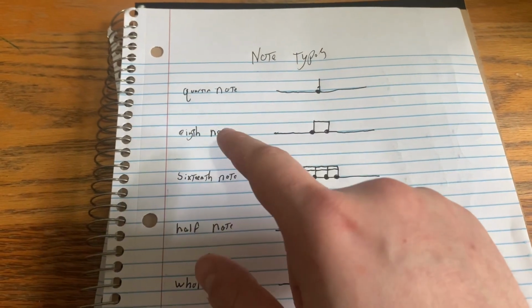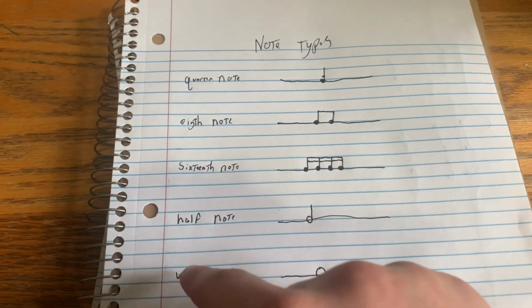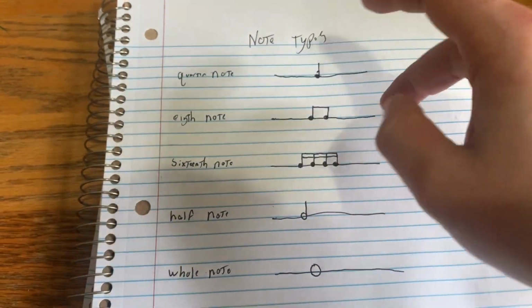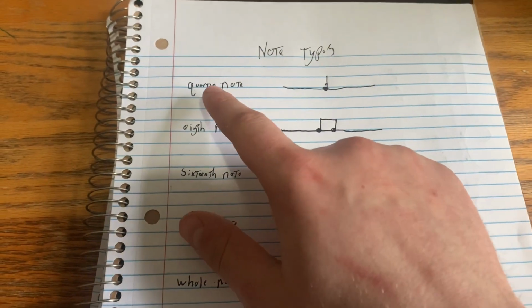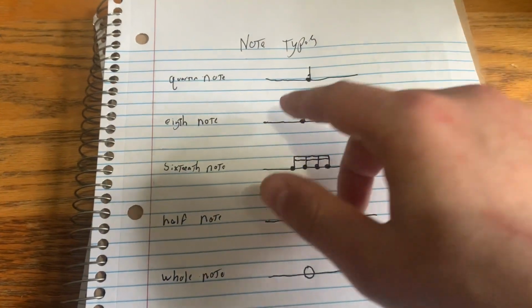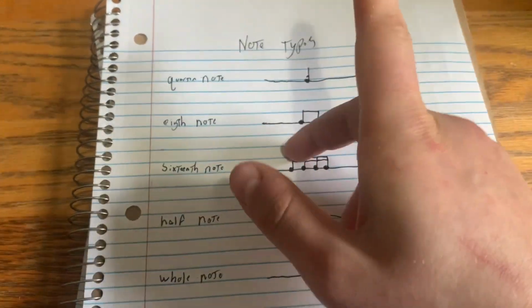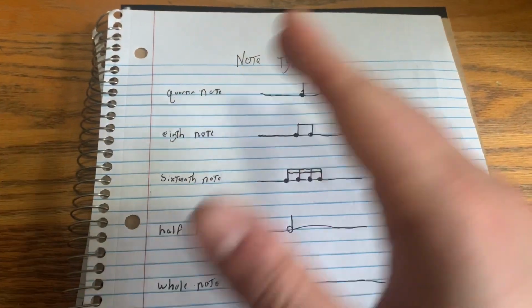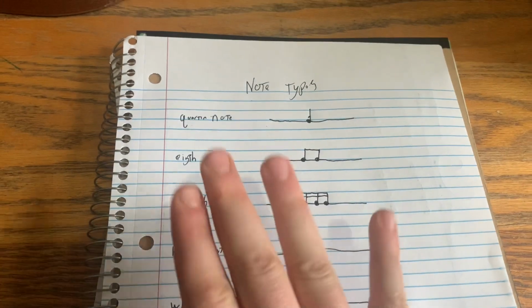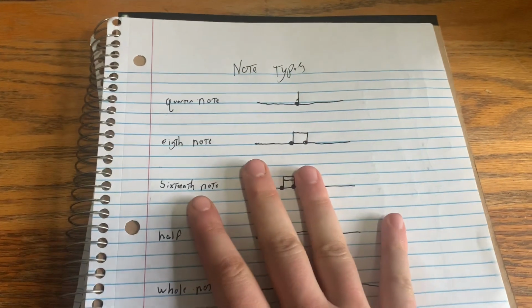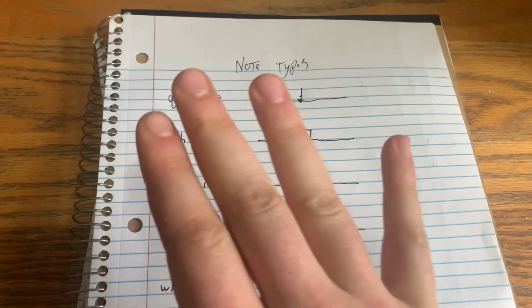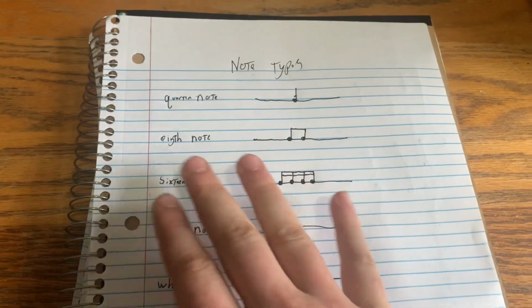These are the different note types. There's a quarter, eighth, 16th, half, and a whole note. First off, the quarter note. So for common time, 4/4, for a measure, it makes up 1/4 or a quarter of the measure. Counting and clapping this, it'd be 1, 2, 3, 4. Say it with me. 1, 2, 3, 4.